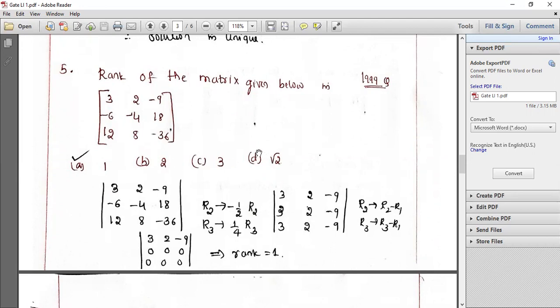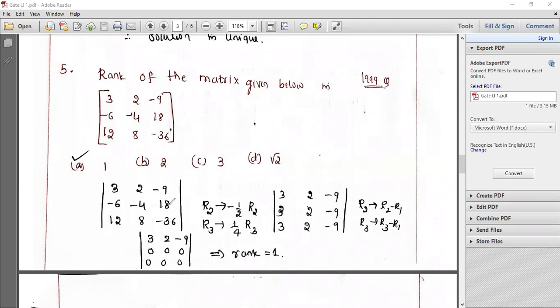Let us find the rank of the given matrix. I told you, in order to find the rank of the matrix, we have to find the value of the determinant. So now let us take the determinant here. This is 3, 2, minus 9, minus 6, minus 4, 18, and 12, 8, minus 36. We try to reduce it so that as many zeros as possible appear. Let us see.